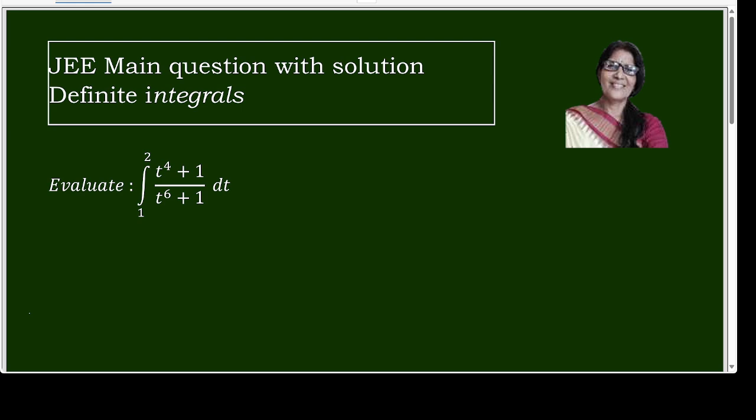I have taken a JEE Main question based on definite integral. This question is: evaluate the integral of (t^4 + 1)/(t^6 + 1) with respect to t from limit 1 to 2. So the only thing is we have to break this numerator so that we can be able to do this.